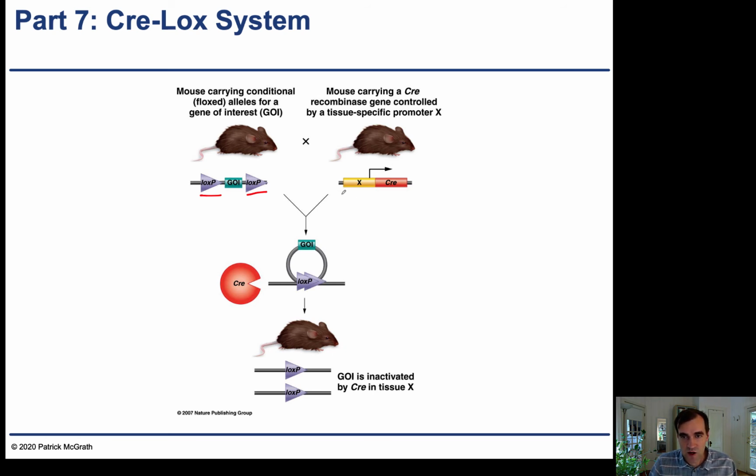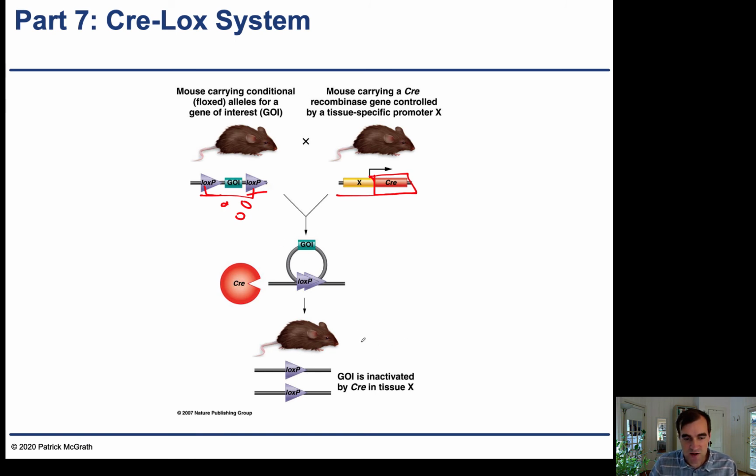But then you can also add a construct that promotes expression of this enzyme called Cre-recombinase. And so if the Cre-recombinase is expressed in the same cell as this LOXP, what it does is it actually causes the deletion, the recombination between these LOXP sites. So it causes this looping that actually removes this whole sequence in between the LOXP sites out.